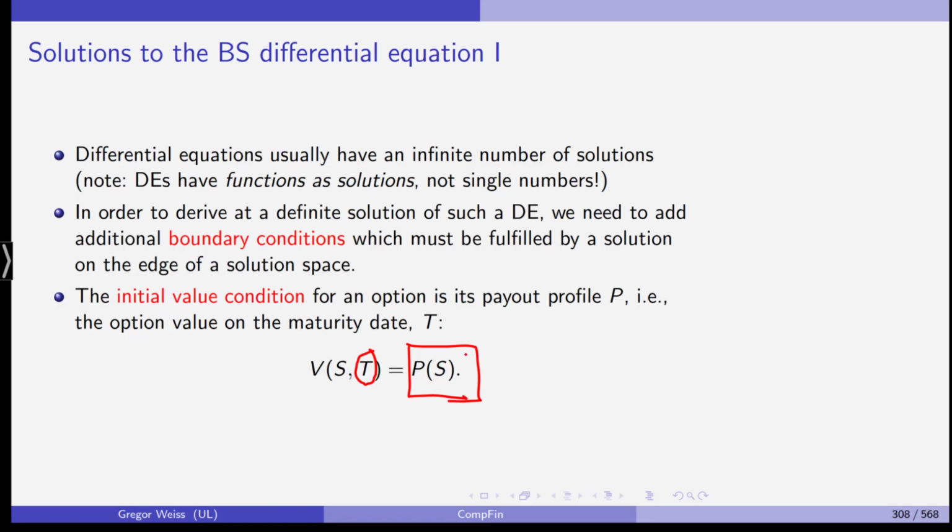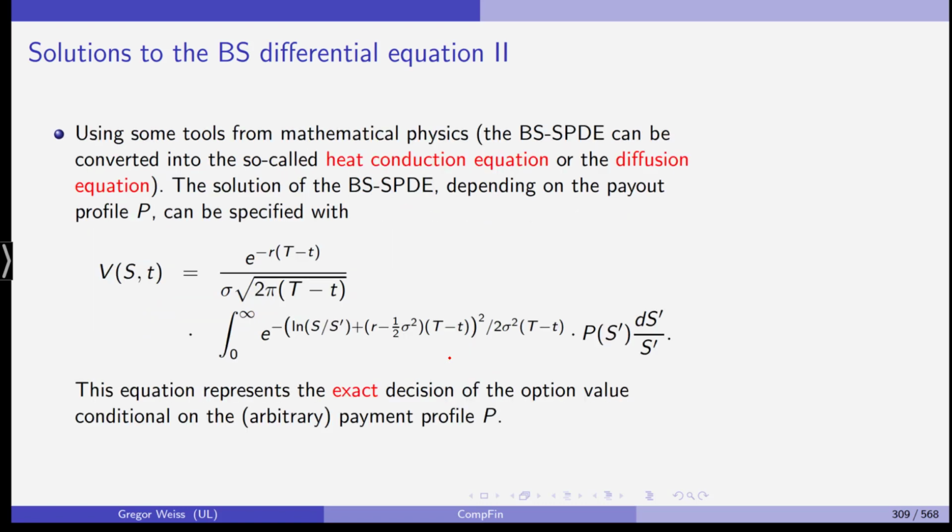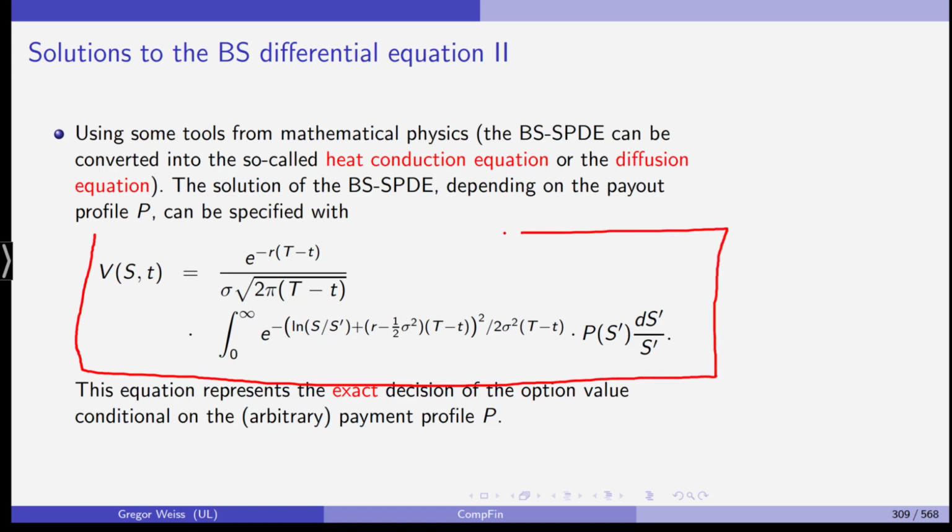Yeah. And now we need tools from mathematical physics. We don't do this ourselves. Mathematicians tell us that the Black-Scholes stochastic partial differential equation can be converted into something called the heat conduction equation or the diffusion equation, die Wärmeleitungsgleichung oder Diffusionsgleichung, and the solution is given by this. As you can see, the solution for any derivative still depends on the payout profile and it includes an integral. So this is the exact solution of the option value.